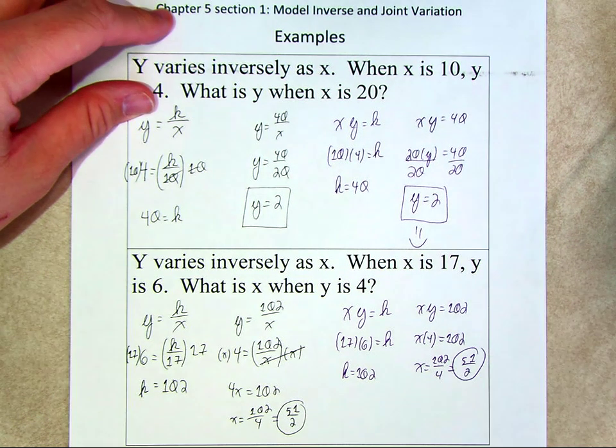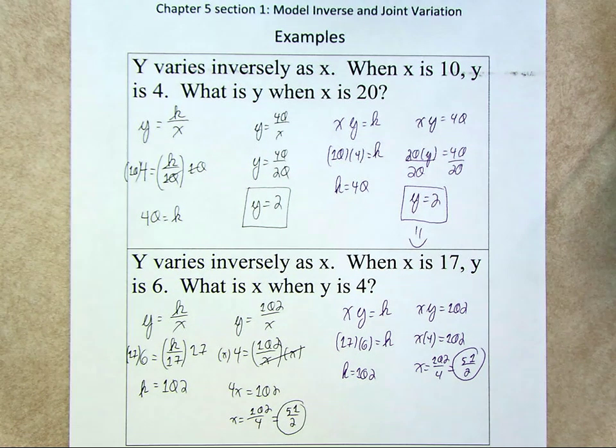There we go. Well, this concludes our demonstration of inverse and direct variation. We will probably get to joint variation when we get back. So, please enjoy.